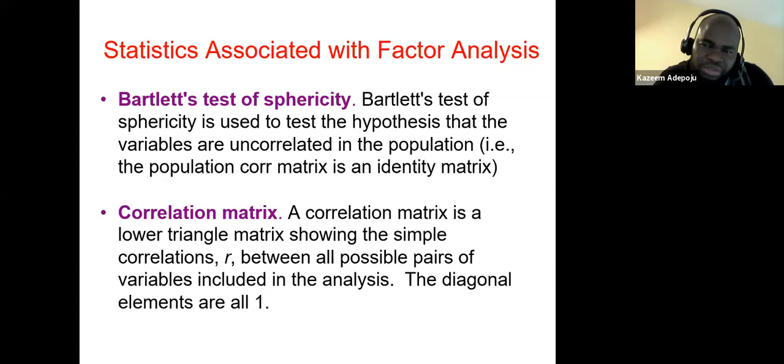Let me tell you something. What is the meaning when you have a correlation matrix? The diagonal elements, can somebody remind me right now? What can you tell me about the numbers that we have in the diagonal of a correlation matrix? Can somebody tell me right now?